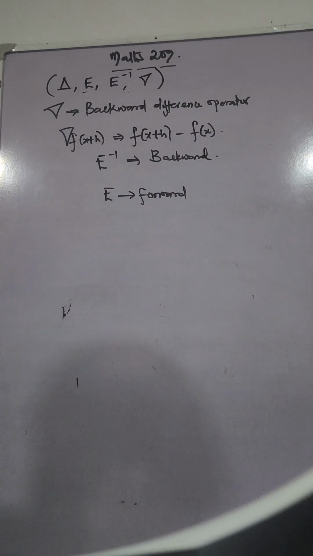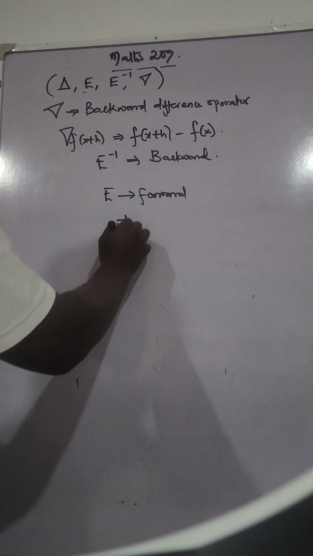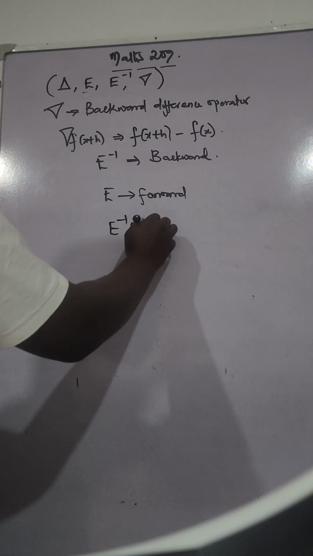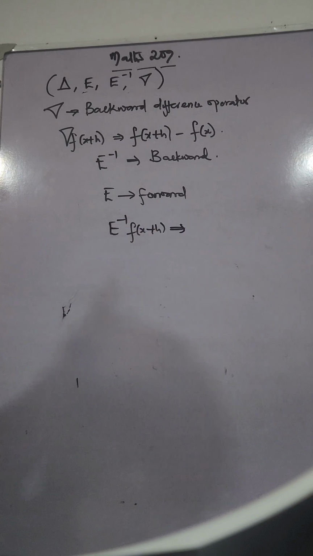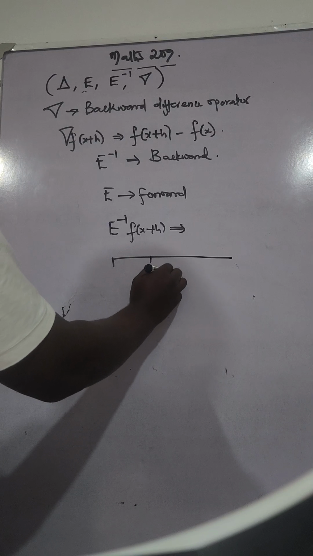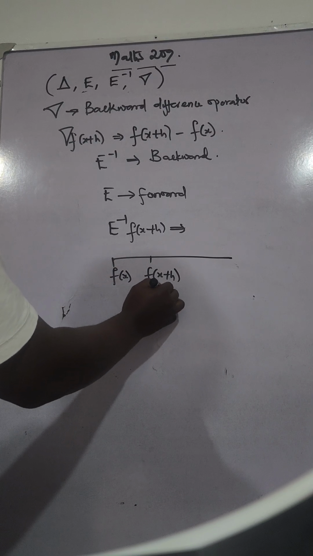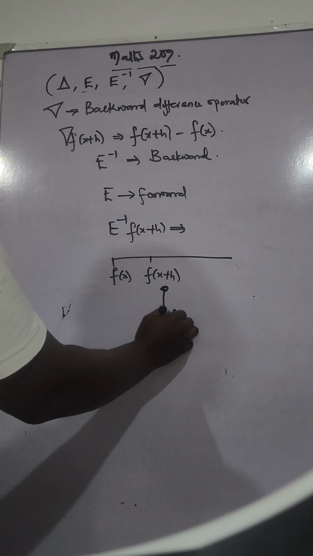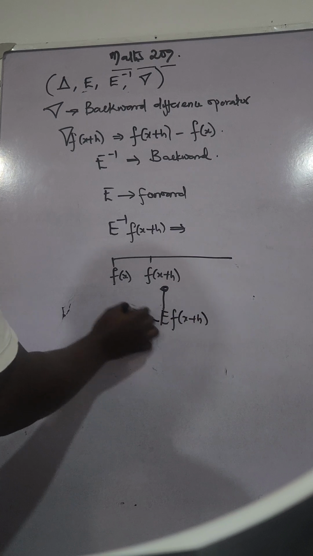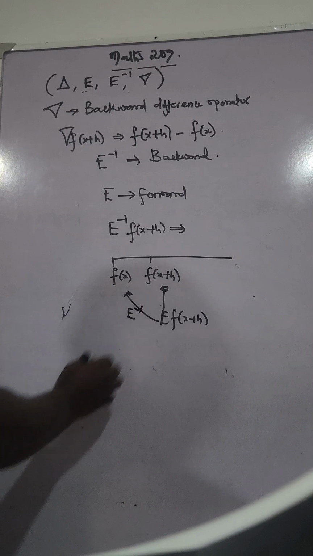Did you see that? So when you say E inverse of f of x plus h, you are simply saying go to the back. Remember, this is your number line, and this is f of x plus h, and this is f of x. So if I'm at this point and I say E inverse of f of x plus h, my answer is to go to the back. You understand? So E inverse is working here.